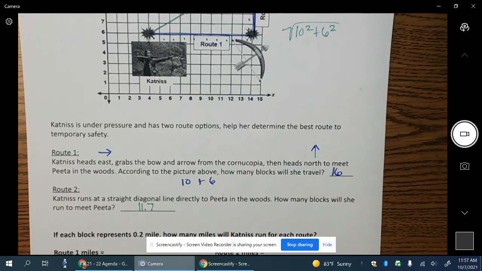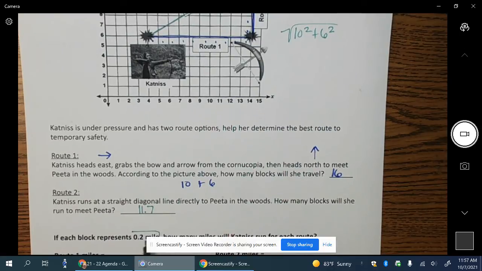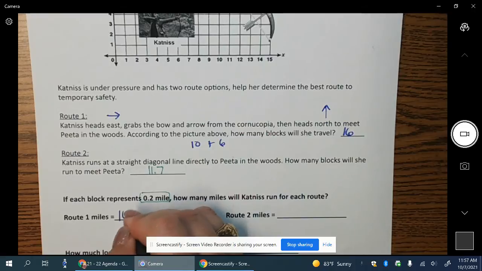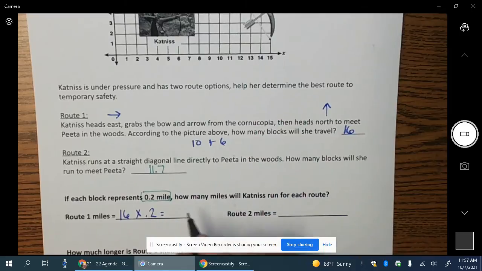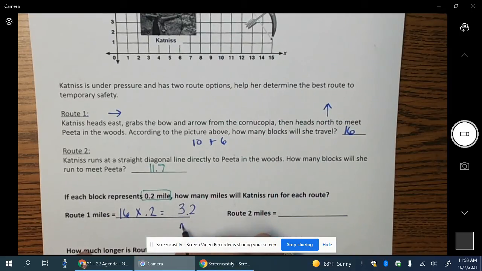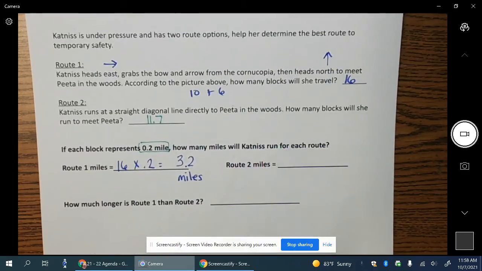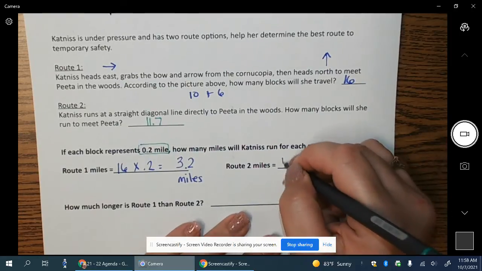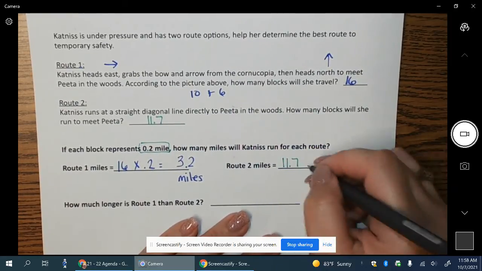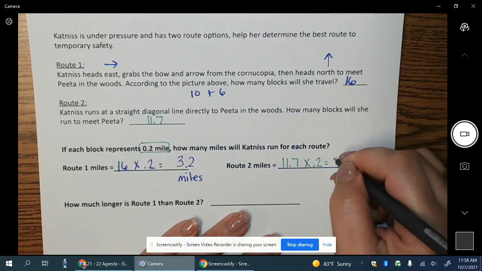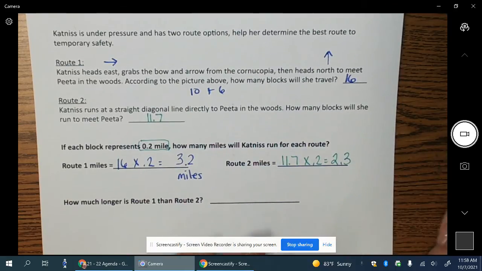Now we're just taking it one step farther. If each block is 2/10 of a mile, how many miles will she run? Okay, what was the first route? 16. How much is each mile? 0.2. So what should I do? Multiply. So a little over 3 miles. Okay. If she takes the shortcut, originally it was how many units? 11. And what are you going to multiply by? 0.2. And what do you get? 2.3 miles.